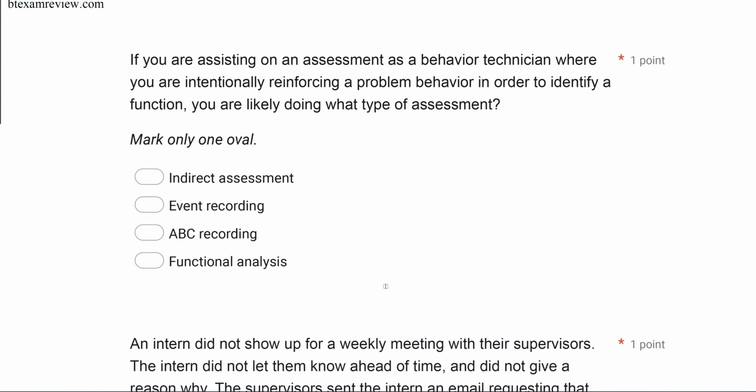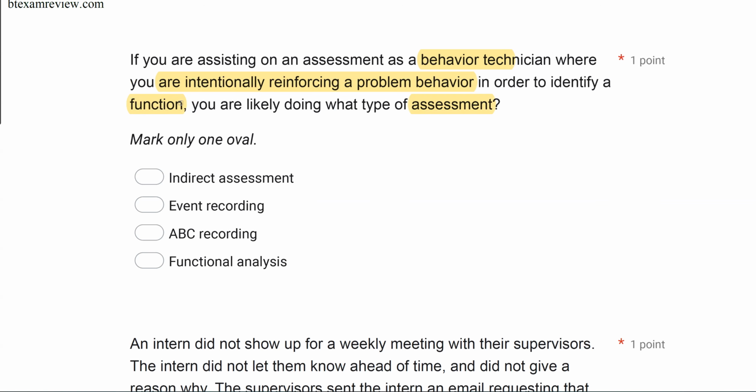If you are assisting on an assessment as a behavior technician where you are intentionally reinforcing a problem behavior in order to identify a function, you are likely doing what type of assessment? All right, let's think about this. What type of assessment are we talking about here? You are assisting as a technician, and you are intentionally reinforcing a problem behavior to find out a function. Now, why would you ever intentionally reinforce a problem behavior?